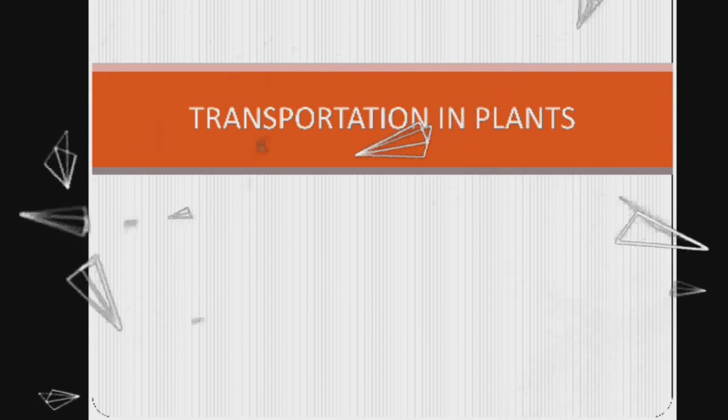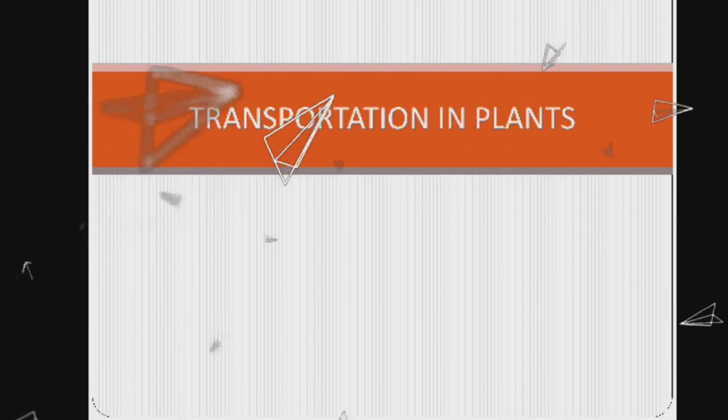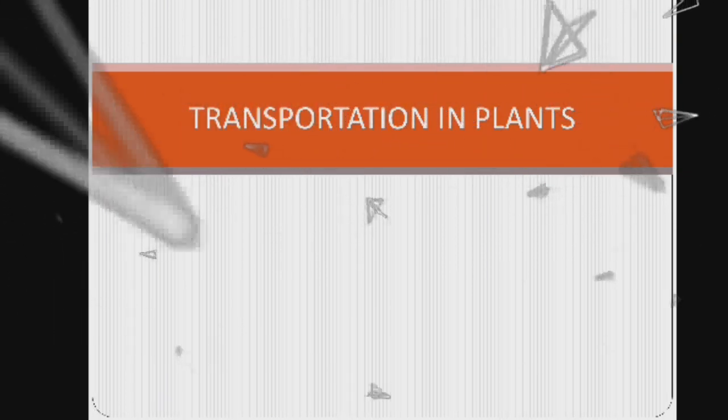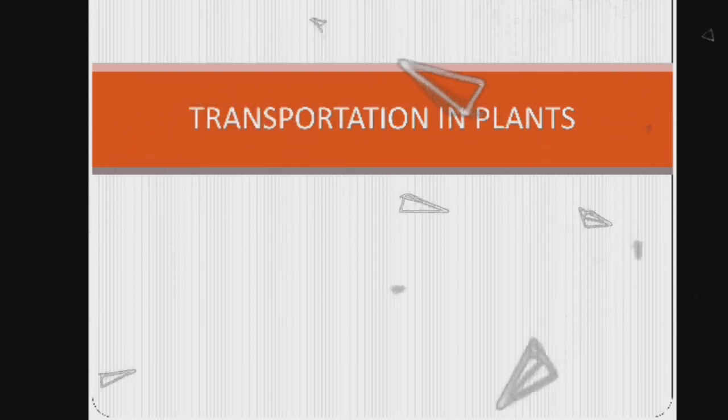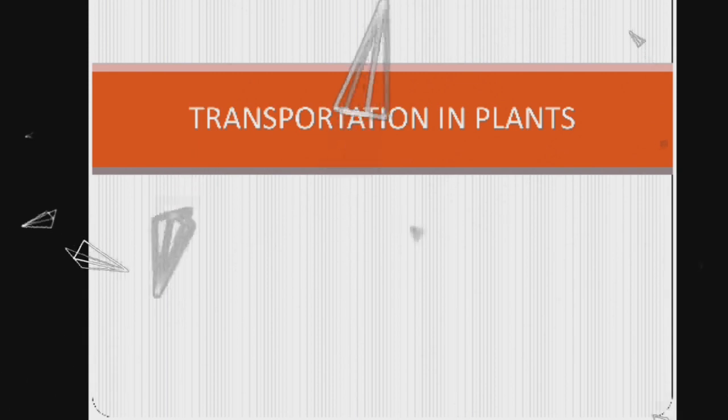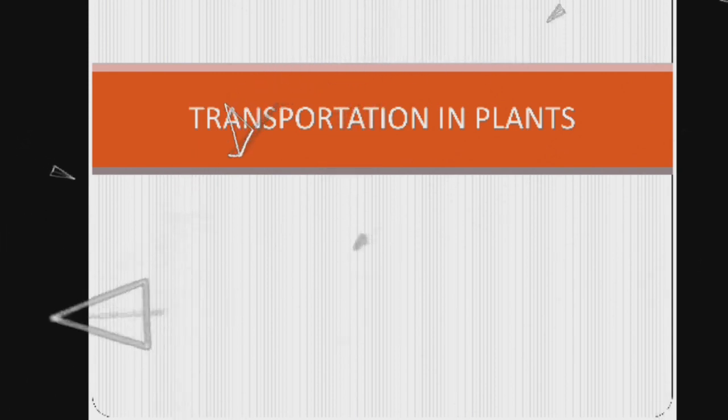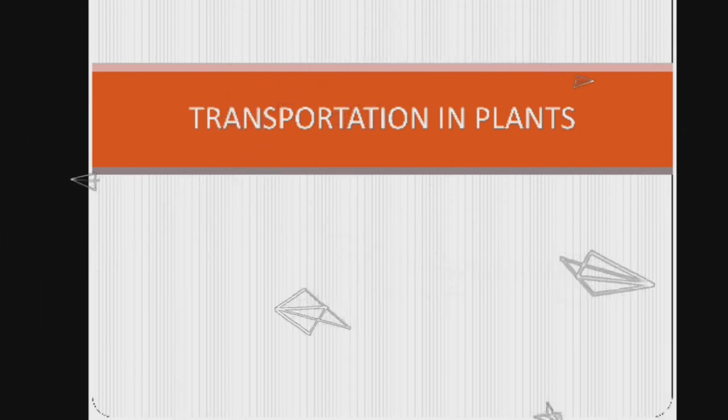So today we are going to discuss transportation in plants. Students, we all know that plants prepare their own food by the process of what? By the process of photosynthesis. And that's why plants have the autotrophic mode of nutrition, meaning they can prepare their own food.